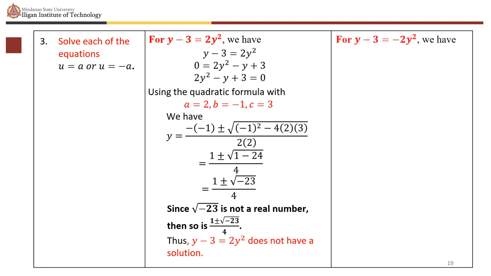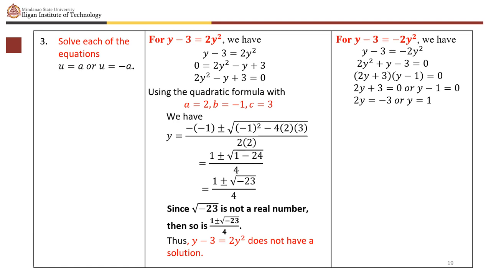For y minus 3 equals negative 2y squared, we have the following. That is, y minus 3 equals negative 2y squared. We can add both sides by 2y squared. So we will have 2y squared plus y minus 3 equals, this becomes 0 here. And then factor it if it's factorable.